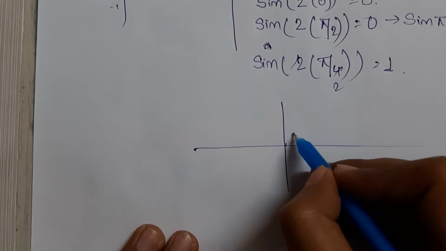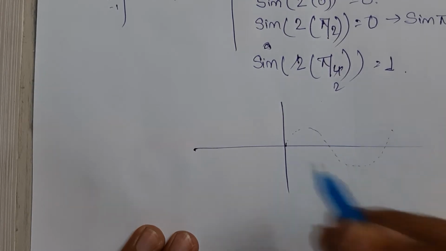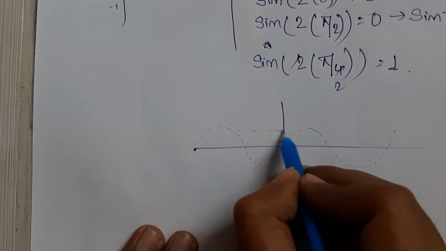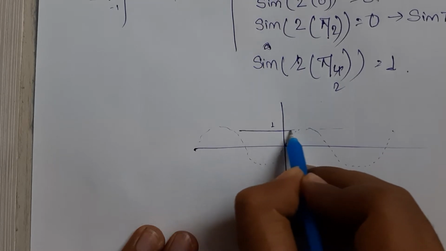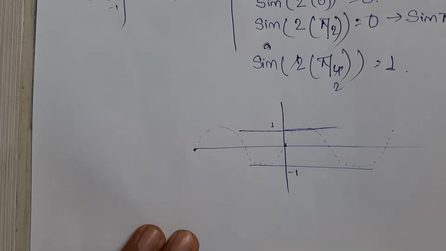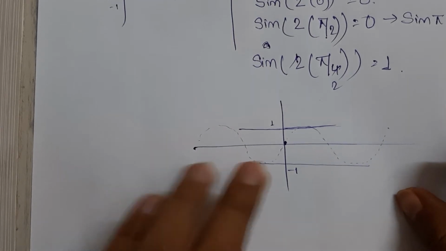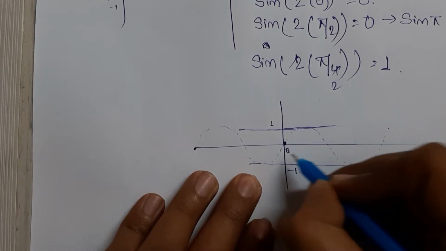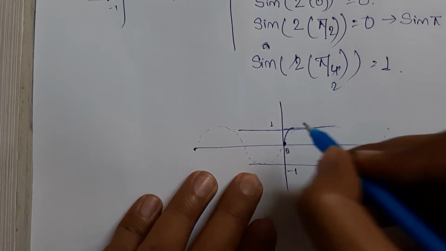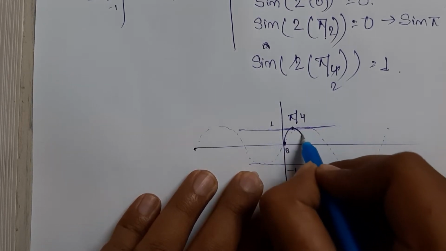See, what is the original sin x graph? It's like this. This dotted line represents the sin x graph. This is 1 and this is -1. Let us see how the graph changes from the original graph. It will be 0 at 0, no problem here. At pi by 4 it will attain 1, and again at pi by 2 it will attain 0, right?